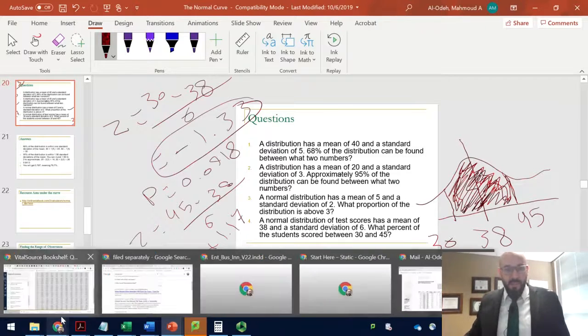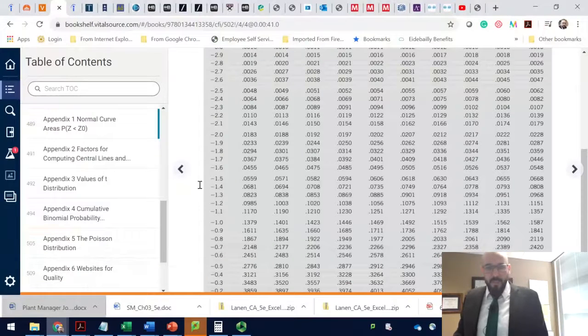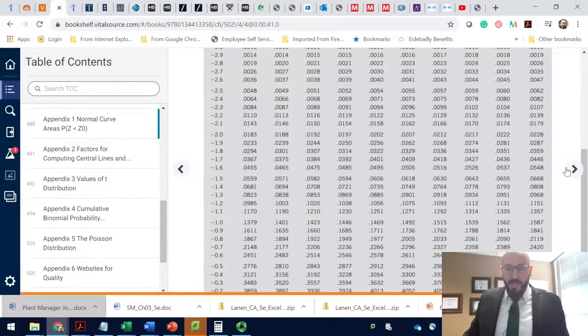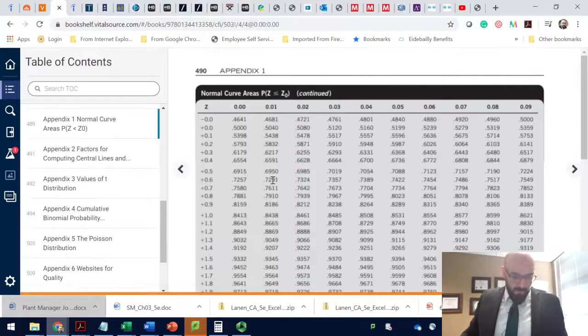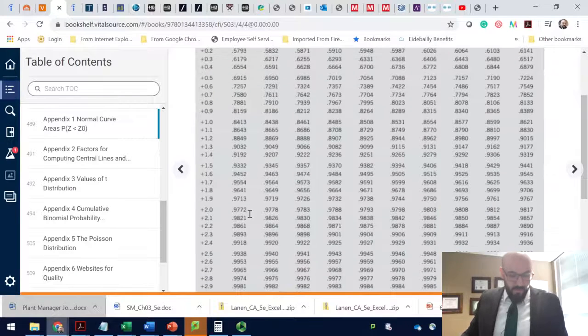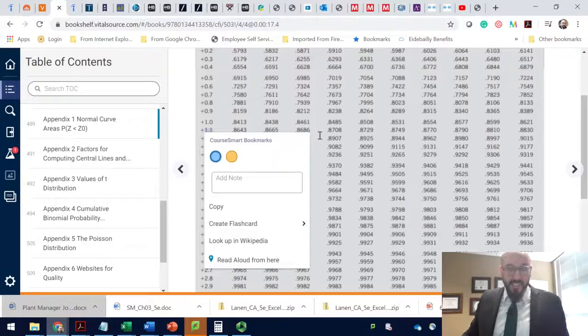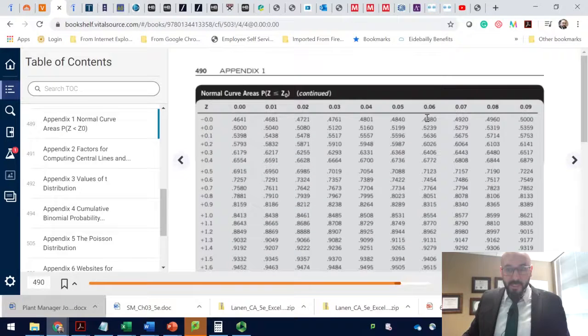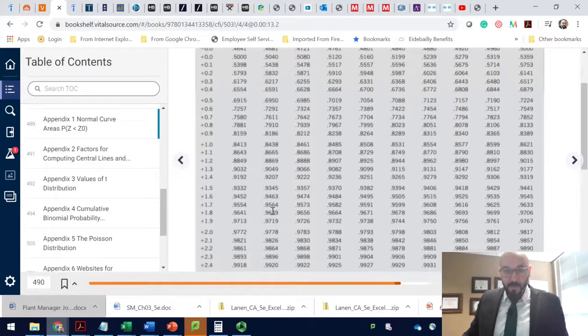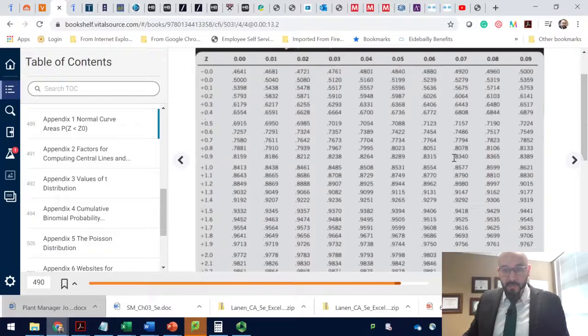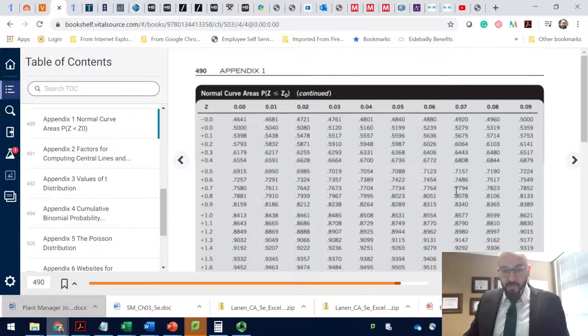Go back to the Z table, and we're going to the positive values. Positive value would be 1.1. So 1.1 here, we found this. Now 1.17 would be right here. 1.17, and 7 would be the third column from the right.